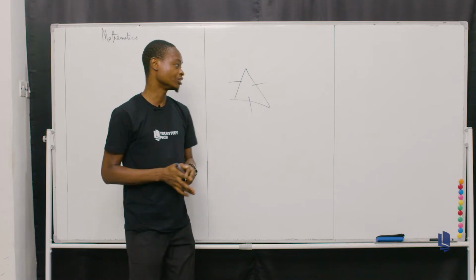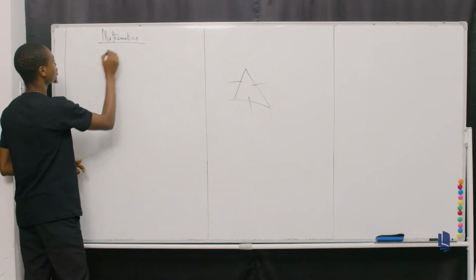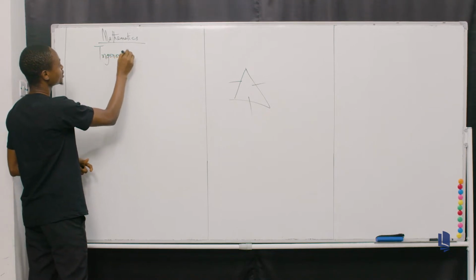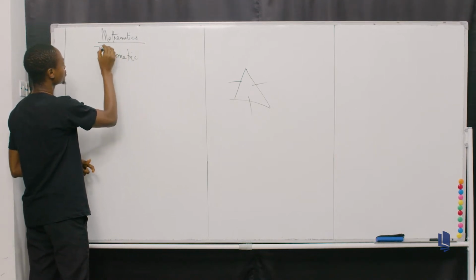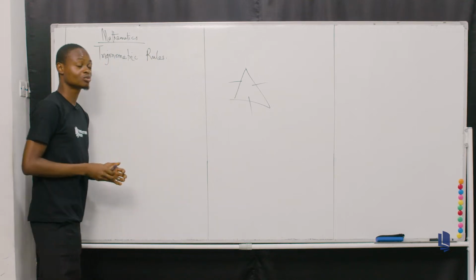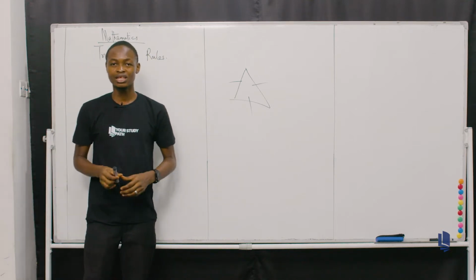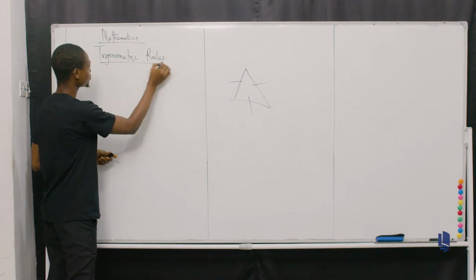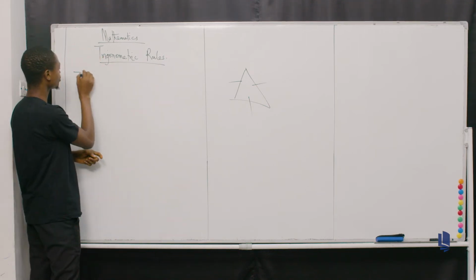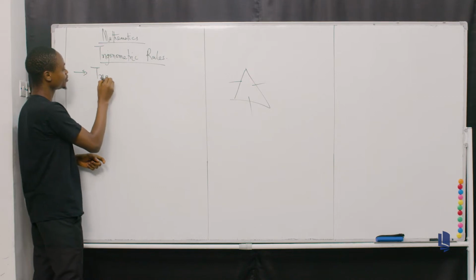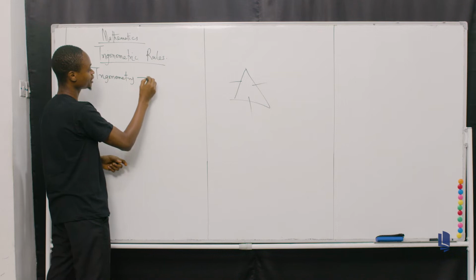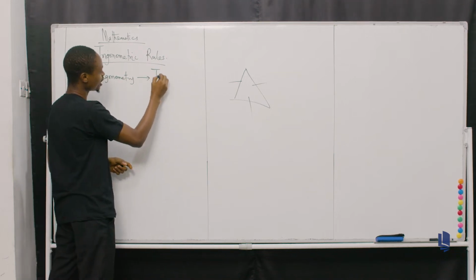So let's begin. Today, we'll be looking at the trigonometric rules. Now, just as we mentioned, for these trigonometric rules, we are simply talking about trigonometry, right? Which essentially is talking about triangles, right?